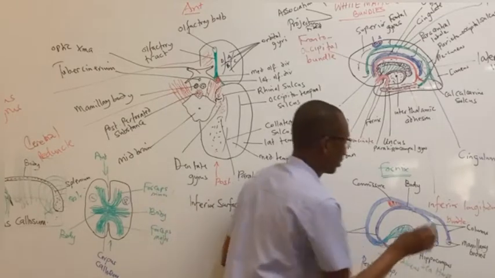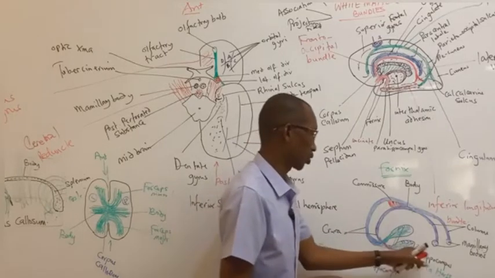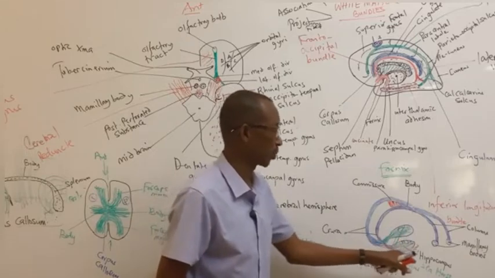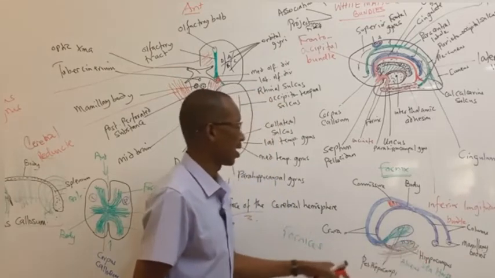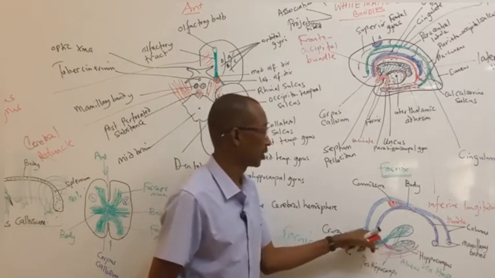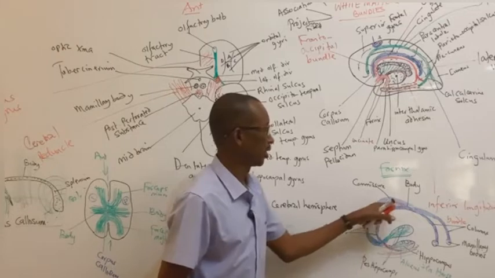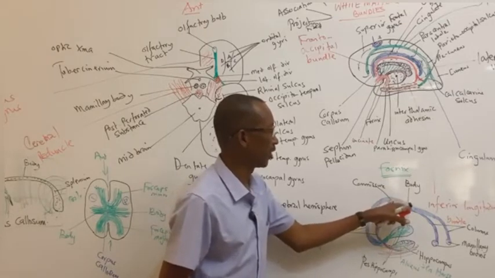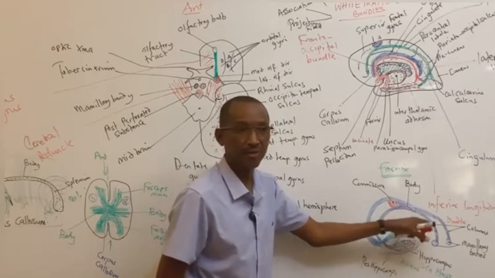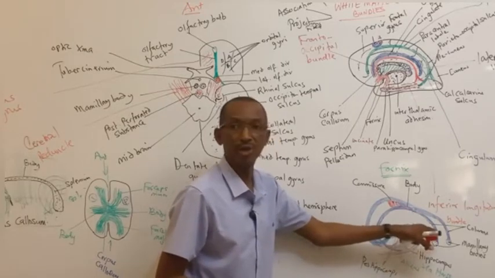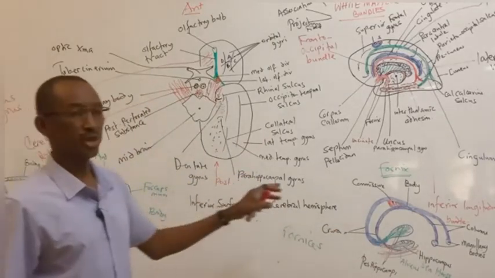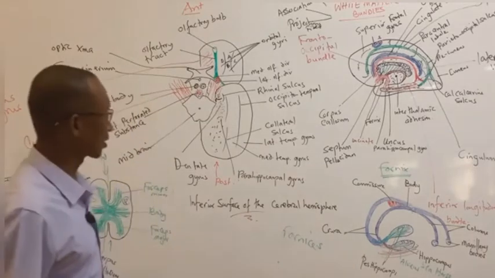So from the Latin, seahorse is called hippocampus. That is why the name hippocampus, because it looks like a seahorse. And so the fornix begins from the hippocampus, forms the crus, then unites with the other fornix to form the body. The body now divides into right and left columns. Each one terminates in the corresponding mammillary body. We'll see its own function when we come to discuss.